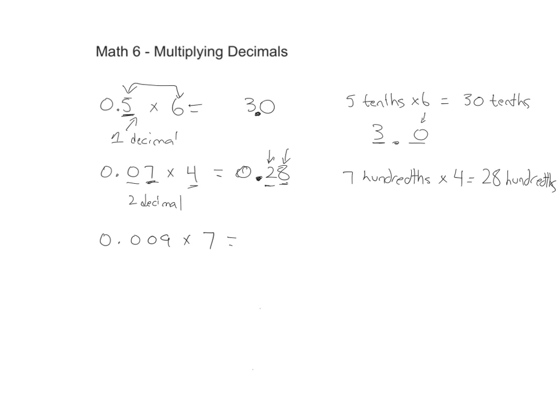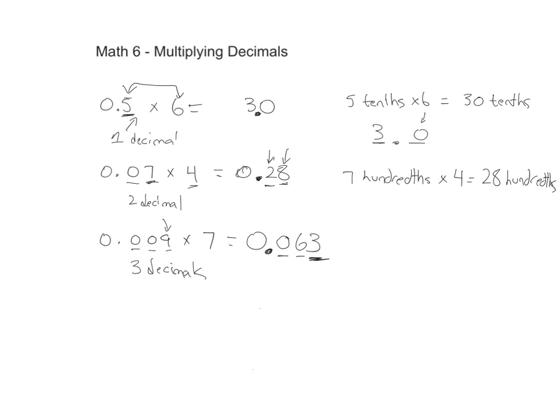9 times 7 gives us 63. How many decimal places do I have? 1, 2, 3. So I've got 3 decimals. So therefore my answer should have 3 decimals. Now here's the thing, I only have 2 digits. So what I do is I fill another 0 onto this side. So the 3 has to be in that thousandths place. So I have to fill in a 0 in front of the 6, but now I've got 3 decimal places, and I just fill a 0 in the front.